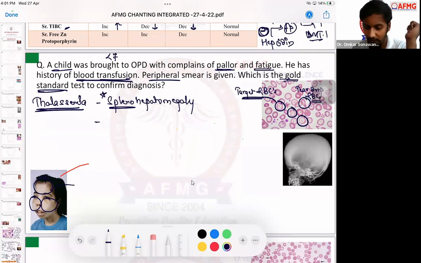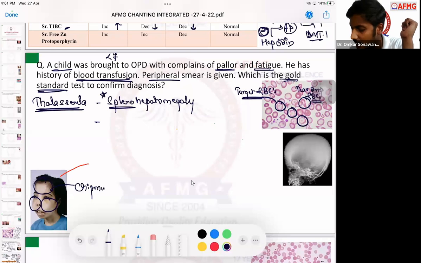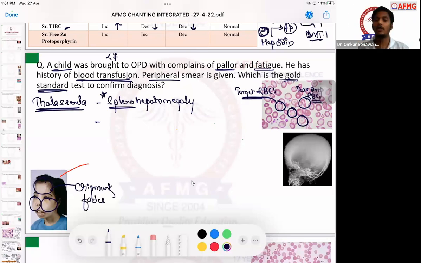What is this face called, anybody? These faces are actually called the chipmunk faces. Very good. So chipmunk face in a patient, whereas on abdominal palpation, there would be splenohepatomegaly and the peripheral blood smear showing target RBCs or teardrop cells. Definitely the diagnosis is confirmed to be thalassemia in the patient.